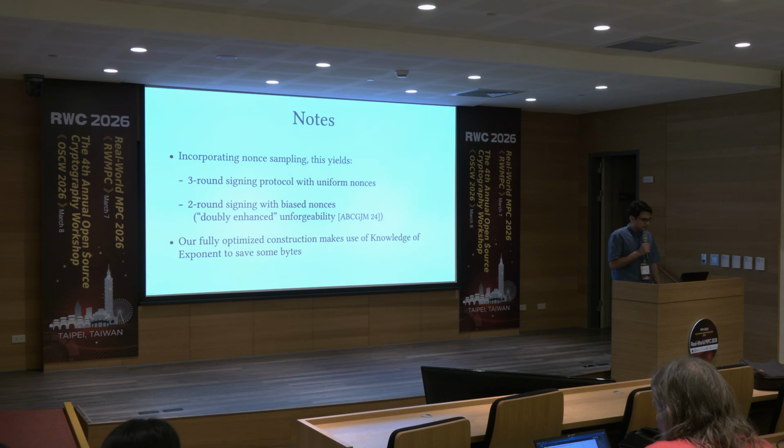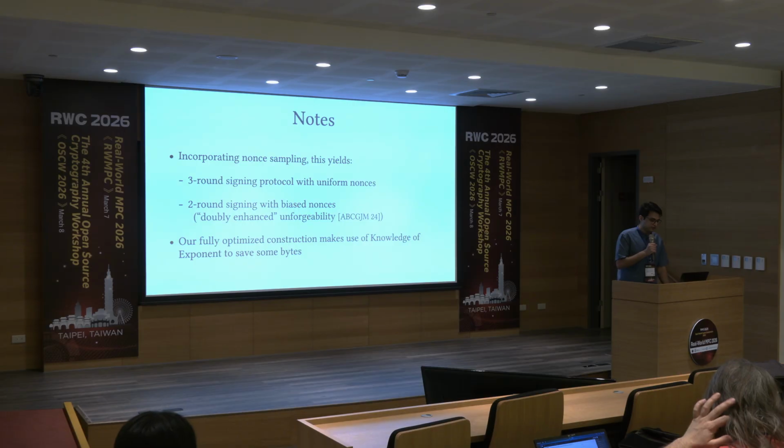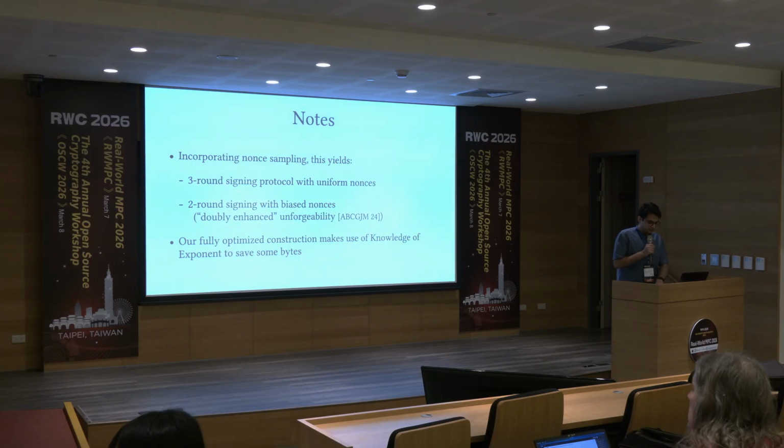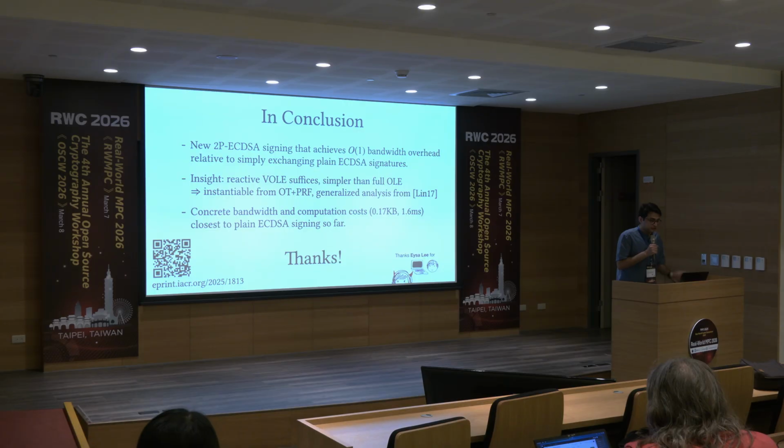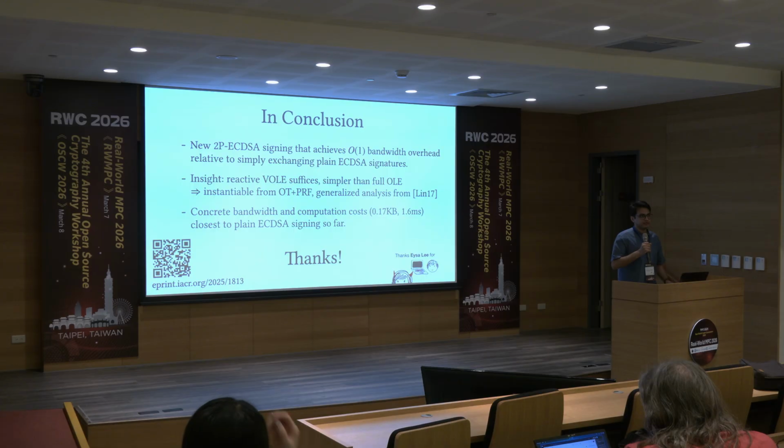Yeah, and that's the machinery, and then we plug the machinery into some method to actually sample the nonce, and that gives us a full signing protocol. So 3 rounds with uniform nonces, 2 rounds with biased nonces, and we save some bytes with some special assumptions in some cases. So that gives us a 2-party signing protocol with constant bandwidth overhead relative to just exchanging ECDSA signatures. The insight was to relax the primitive that we use and show that it can be instantiated with weaker assumptions and weaker tools. Concretely, we get the best bandwidth and computation simultaneously in the literature, and this is the closest we've gotten to plain ECDSA signing. Thanks.